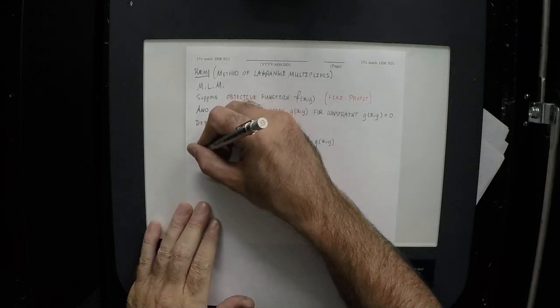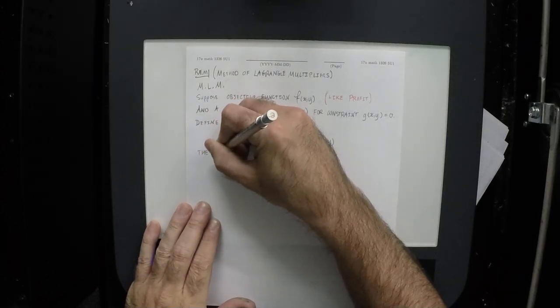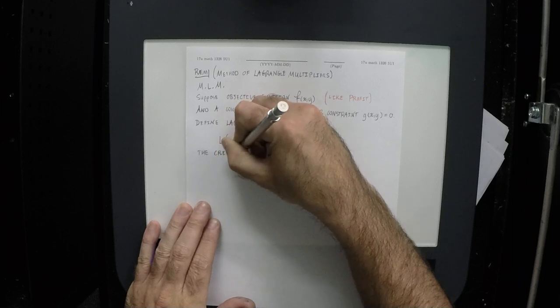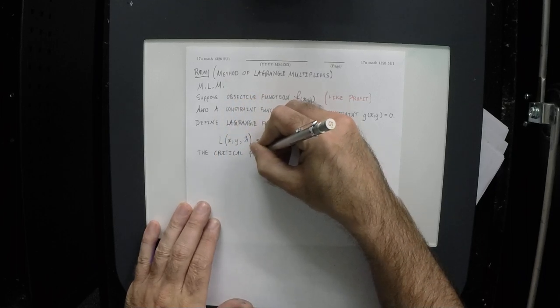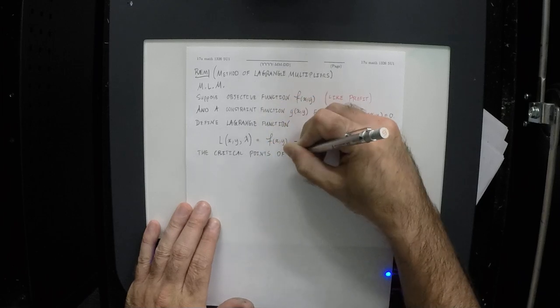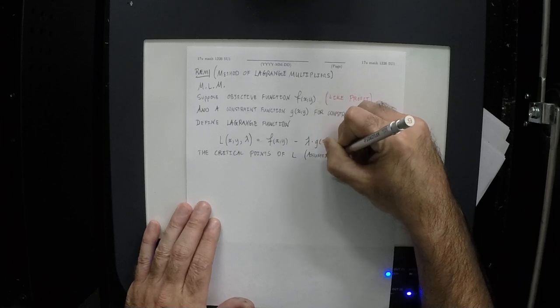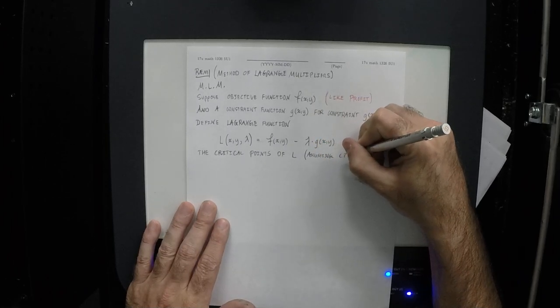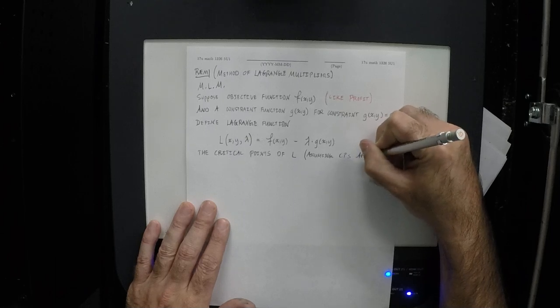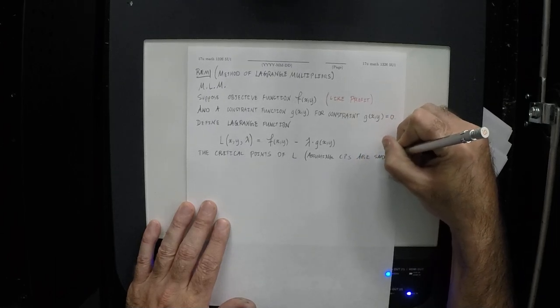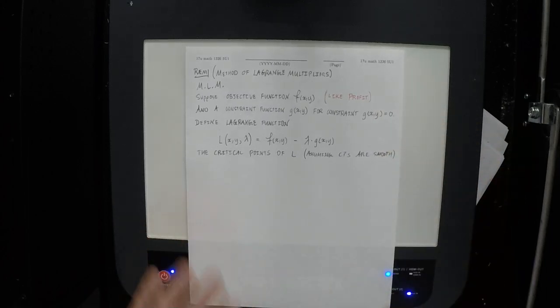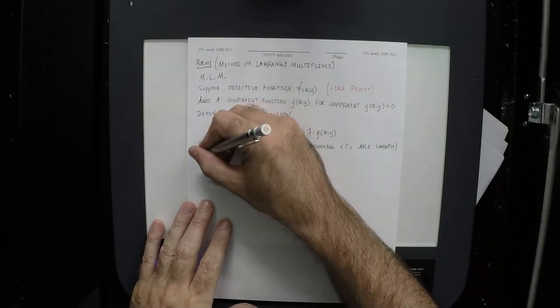So then the critical points of L, and this is assuming the critical points are all smooth. What does that mean? Smooth. Sorry? Yeah, that means that all the partials are defined. The critical points of L are.